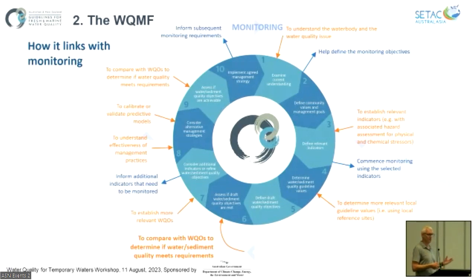You know how your system works. You've got a handle on what the water quality problem is and what needs to be done, and that helps define the objectives. Similarly, monitoring data will feed into those steps or into step 1 to help you understand your system, etc. At step 3, you're working out what your relevant indicators are.